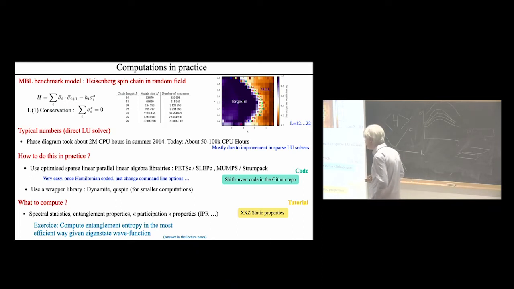Can I ask a question? A very stupid one. How do you decide numerically, in a finite size system, whether you have a localized state? We look at spectral statistics. We look at entanglement properties, at IPRs, and we try to see the localization stuff. Well, yeah, that's what we're asking. Well, entanglement is not standard localization stuff.